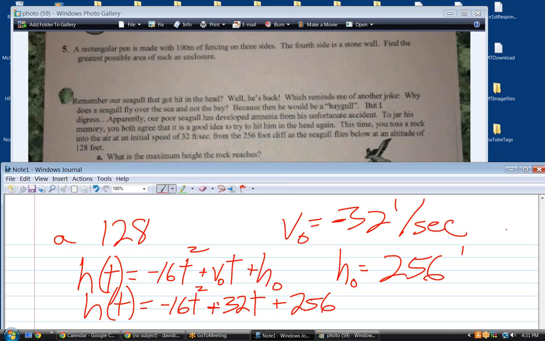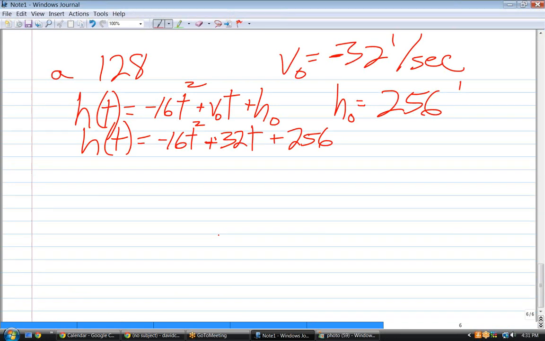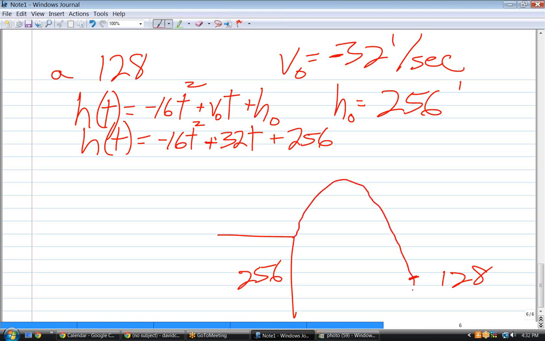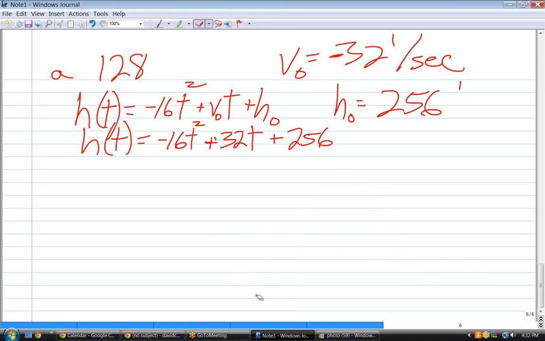But notice what has to happen. You're standing on a cliff that's 256 feet high. The seagull's down here at 128 feet high. You're going to throw this rock and try to do that, right? As long as that's our diagram. I mean, if we were actually on a cliff trying to hit a seagull, we'd throw it right at it, maybe a little bit higher, expecting it to drop. I don't think anybody would throw it up in the air, but that's what this problem is, apparently. It's throwing it up into the air. That means the velocity is positive.